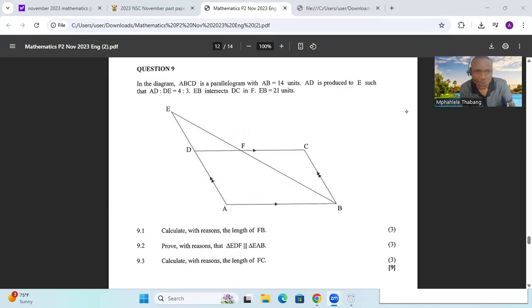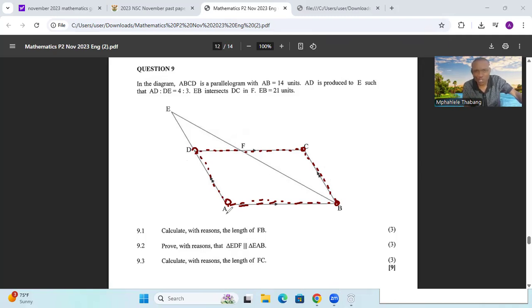So the first thing that we do, we read the information. In the diagram, ABCD is a parallelogram. So let us observe our parallelogram. They are saying A, B, C, D. It's a parallelogram. So this shape here is a parallelogram. Right away, it is very, very important, guys, to know the properties of a parallelogram, because the examiner says ABCD is a parallelogram.